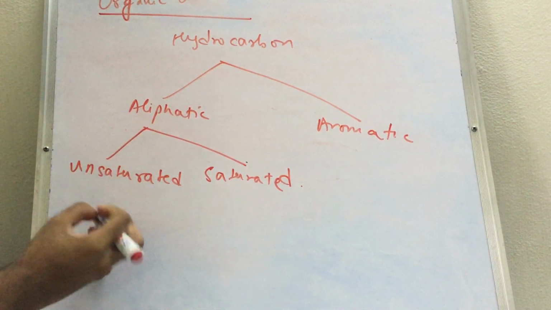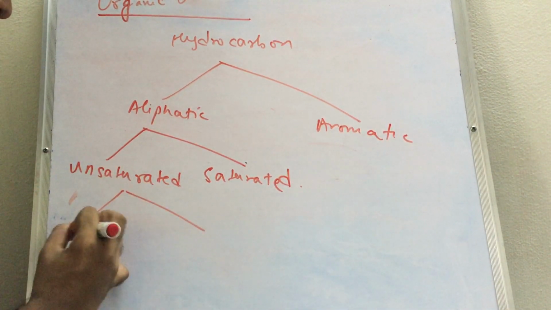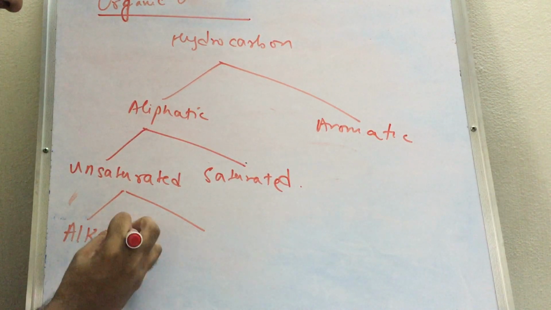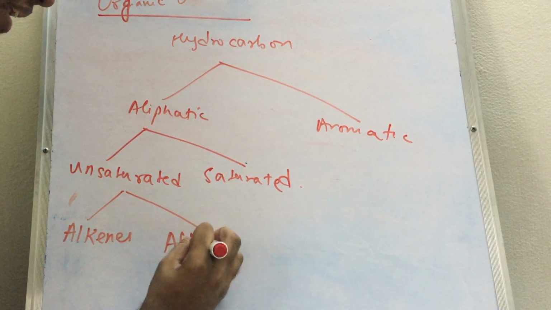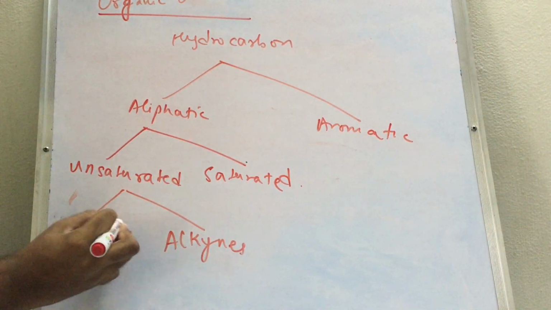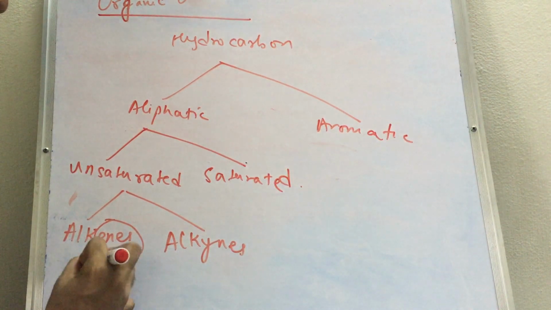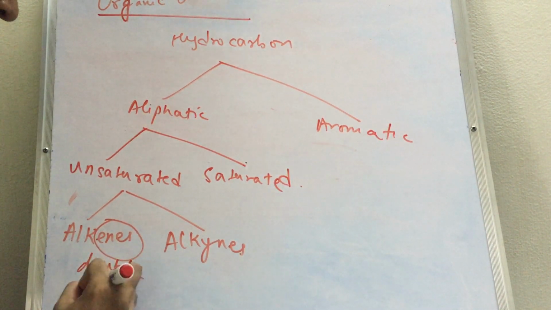So now under unsaturated, there are again two more types, known as alkenes and then alkynes. So what do you mean by alkenes? Alkenes are the aliphatic compounds which have a double bond. It has a double bond.